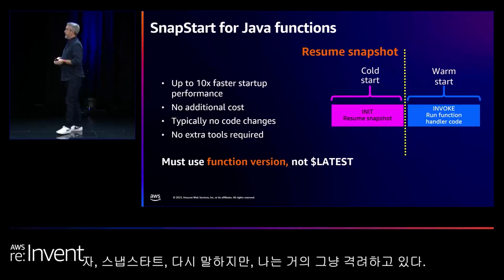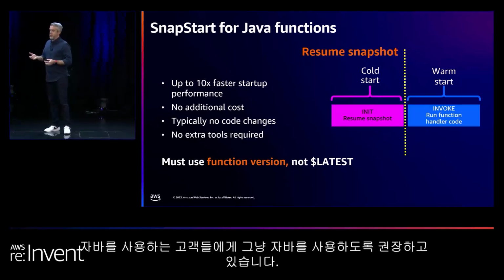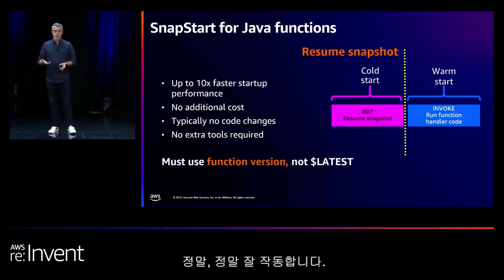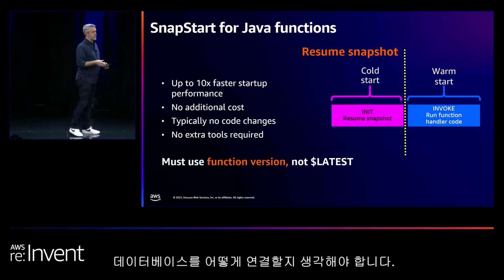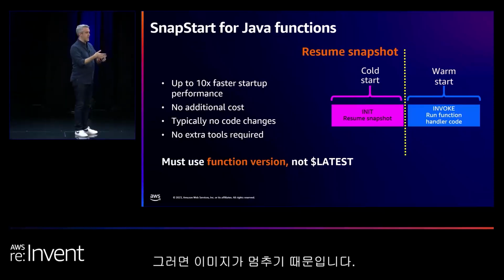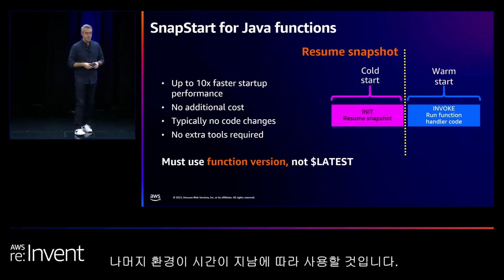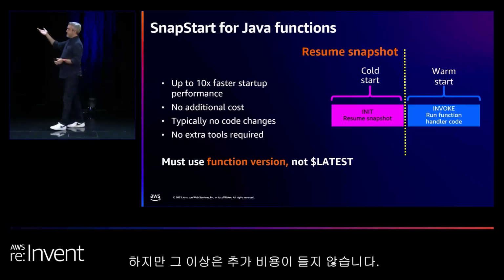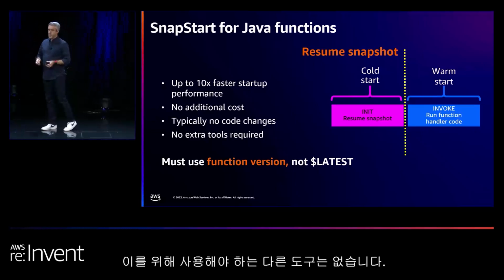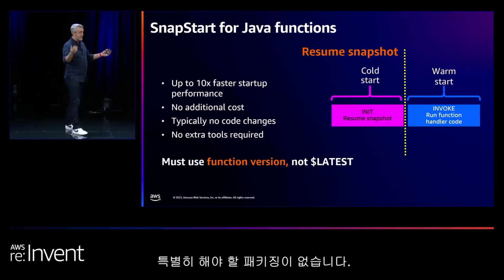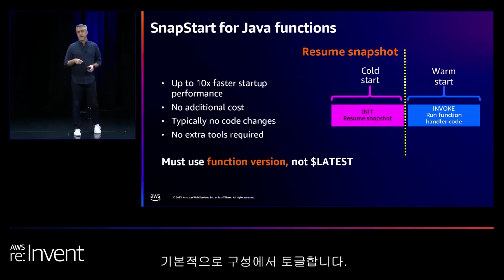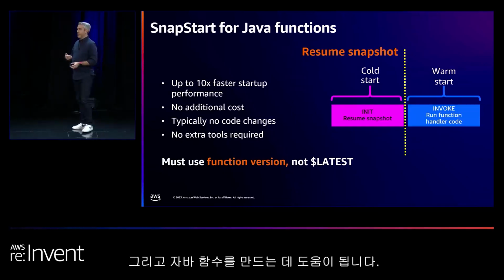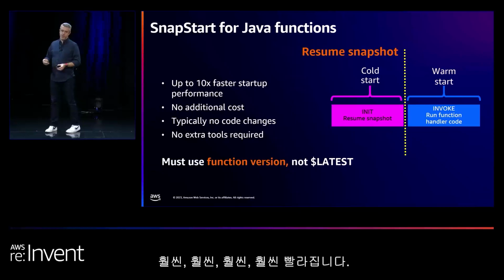Now, SnapStart, again, I'm pretty much just encouraging customers that are using Java to use it. It works really, really well. There are a couple of nuances to think about, like how you connect to databases, because that will be frozen in the image that the rest of the environment will use over time. But beyond that, there's no additional cost for this. There's no other tooling that you need to use. There's no special packaging you need to do. Nothing changes in your CI/CD pipelines. You basically toggle it in the config, and it makes your Java functions much, much faster on init.